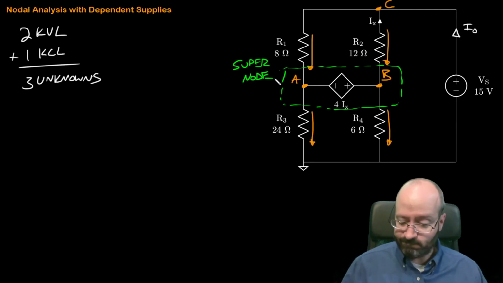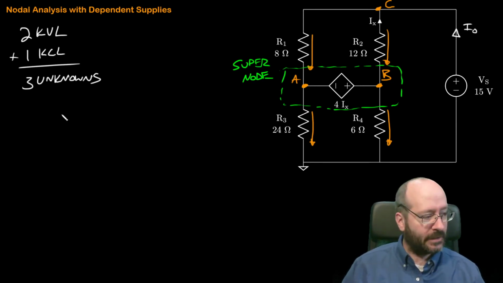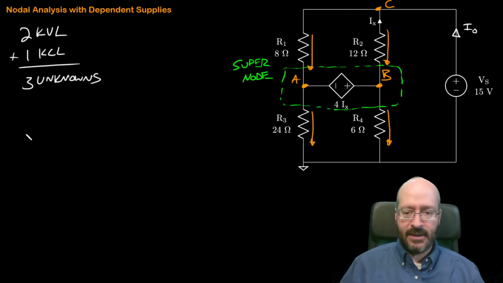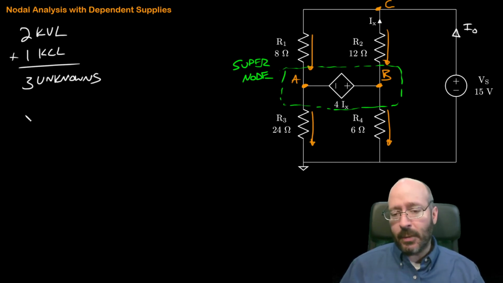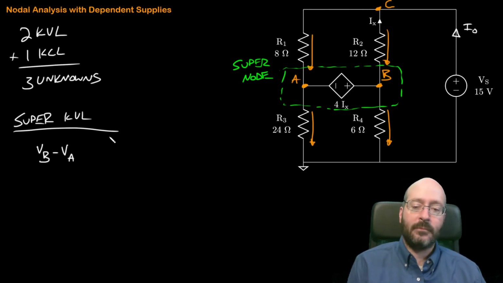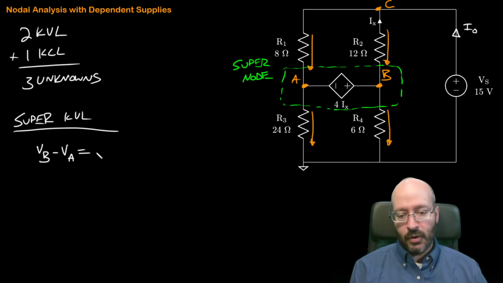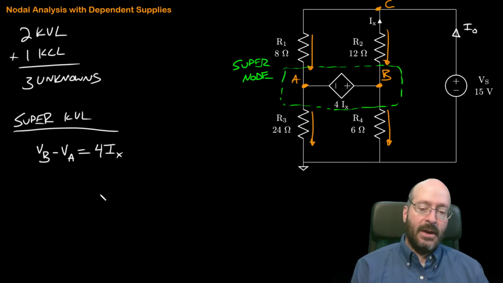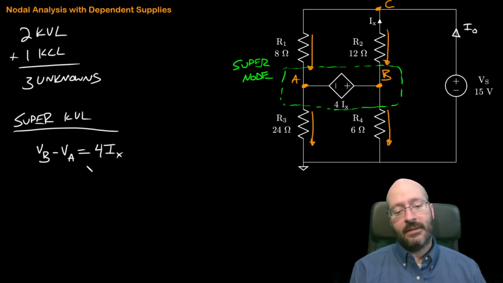Okay, let's write some KVLs. Let's do it. Which one you want to do first? I wish you were here to tell me. Since you're not here to tell me, I'm going to pick. I'm going to do the super one first, since that's kind of part of the interesting thing about this problem, the super KVL. So I'm looking at this supply. VB is on the positive side, VA is on the negative side, and that is equal to whatever the supply is labeled. So in this case, it's going to be 4IX.